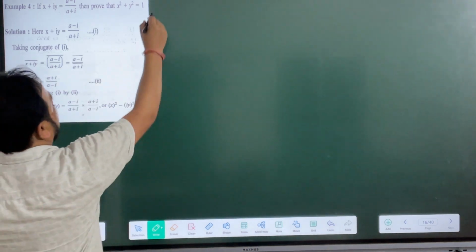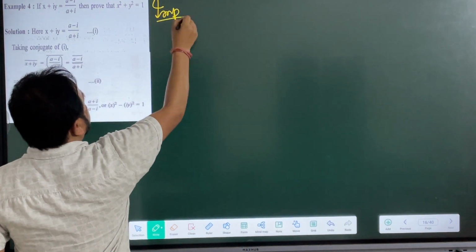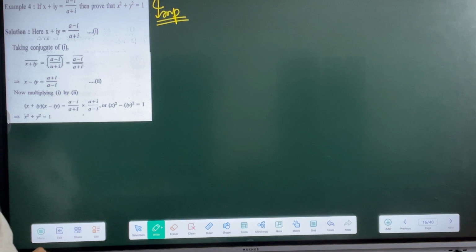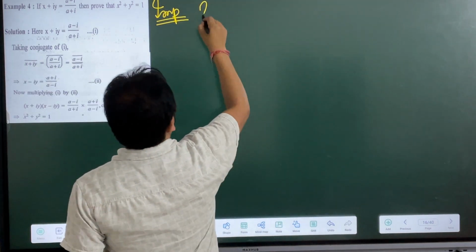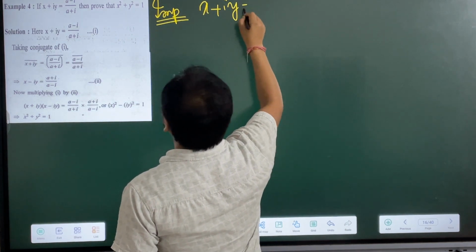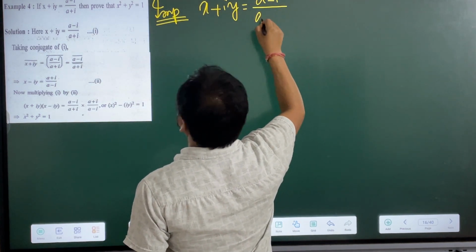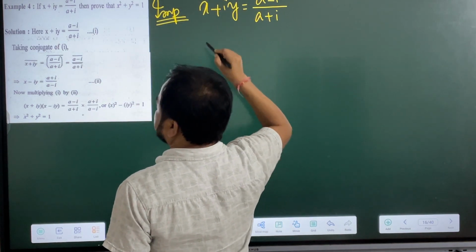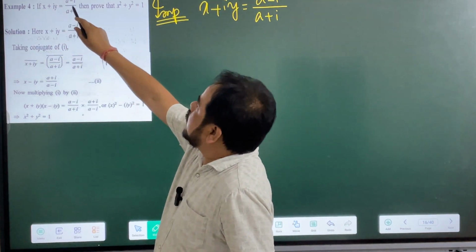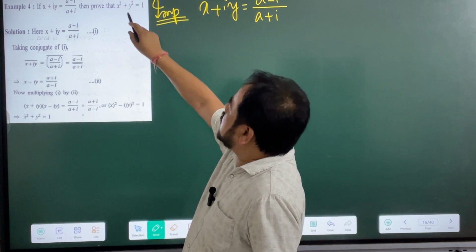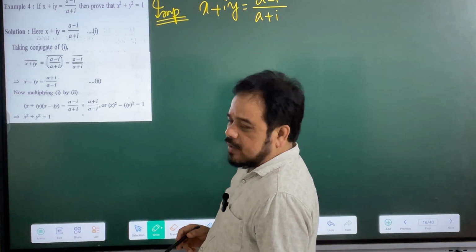This is also an important sum. This is an important sum. For example, number 4. x plus iy equals to a minus i by a plus i. So the question is, what to do? If x plus iy equals to a minus i by a plus i, then prove that x square plus y square equals to 1.